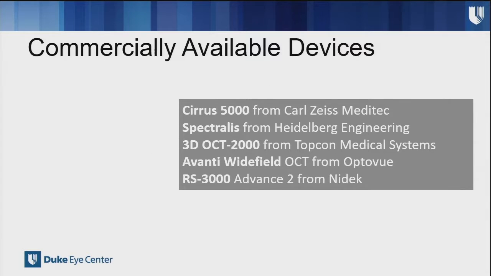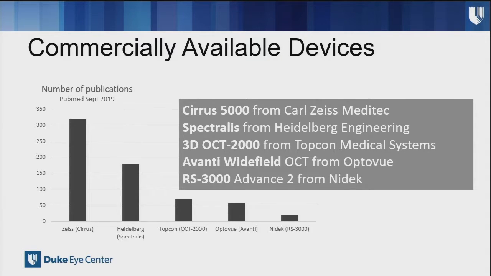There are 5 commercially available devices with the glaucoma protocol for image acquisition and analysis. They're the Cirrus from Zeiss, the Spectralis from Heidelberg, the 3D OCT from Topcon, Avanti from OptiView, and the RS3000 from Nidec. The Cirrus and Spectralis are more highly represented in the literature, and the Spectralis is the device I use clinically, so we're a little heavier on those examples during this talk.